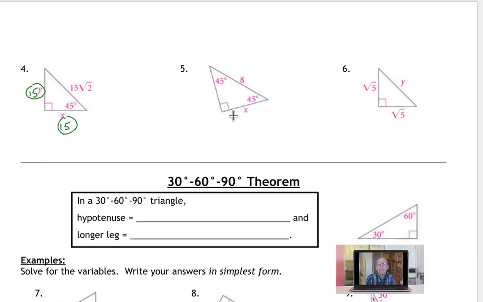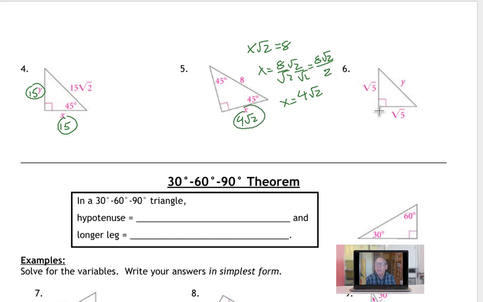Looking at number 5, 8 is radical 2 times x. So x times radical 2 came out to be 8. X is going to be 8 divided by radical 2. Rationalize the denominator by multiplying by radical 2 over radical 2. We get 8 radical 2 over square root of 4, which is 2. That gives us 4 radical 2 for the simplest form. So x is 4 square root of 2.